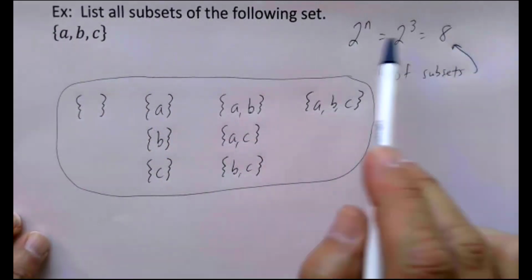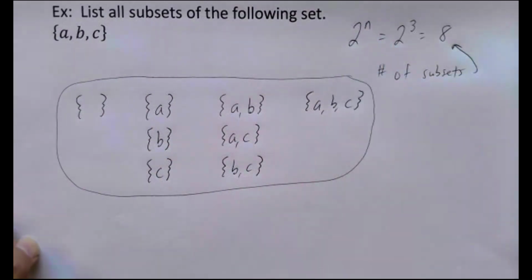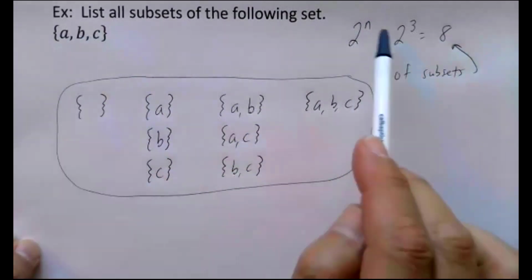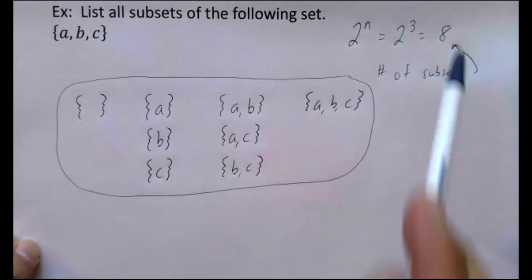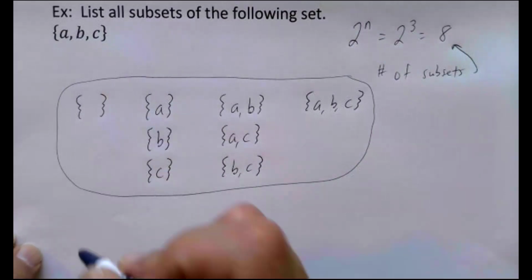I knew there was going to be 8 answers because of that formula. This is the formula for number of subsets of a given set. There's 3 elements, 1, 2, 3. We stick a 3 right there. 2 to the third power equals 8. I want to point out something also interesting before we move to the next example.